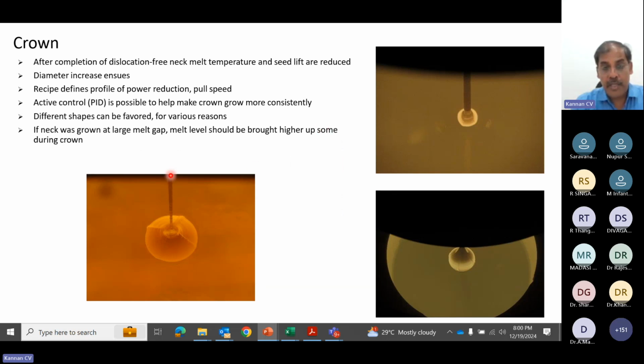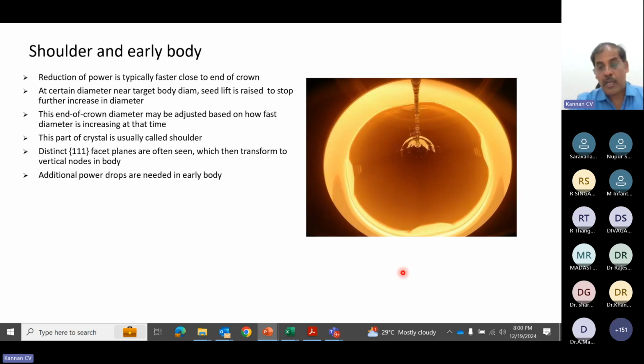If you see here, the 10 size finally becomes 1 or 2 around this area. Once it becomes 1 or 2, you start the necking process, then the crown process. Then you adjust the process settings so that the neck becomes the crown, and then the body will start.